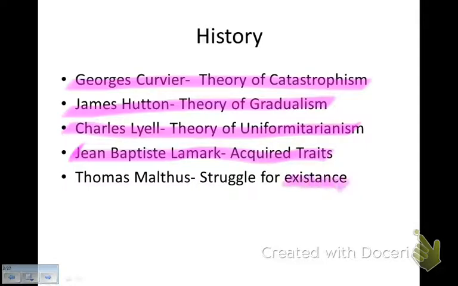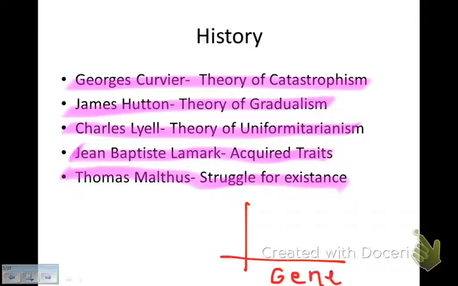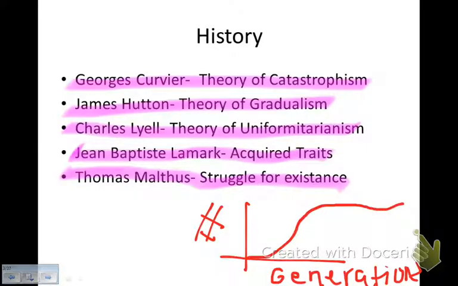Okay, and then Thomas Malthus, who's really important. So you definitely want to know Thomas Malthus. He was the guy who said that organisms struggle for existence. He said that organisms are going to reproduce. So here's the generations down here, and here's the number of organisms. He said they're going to reproduce exponentially until they reach a point at which they struggle.